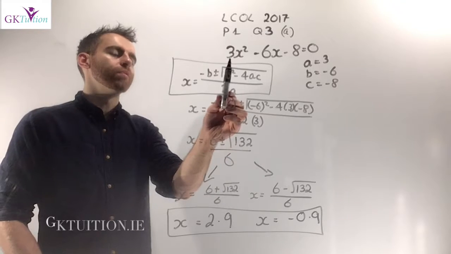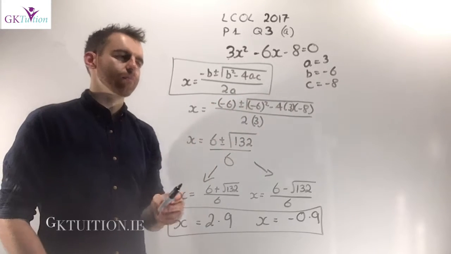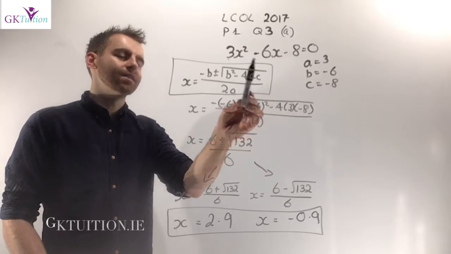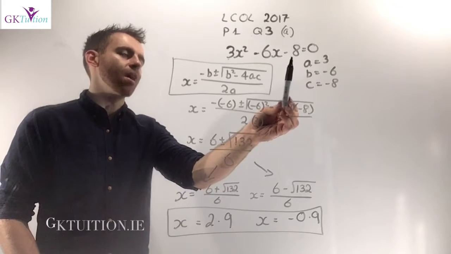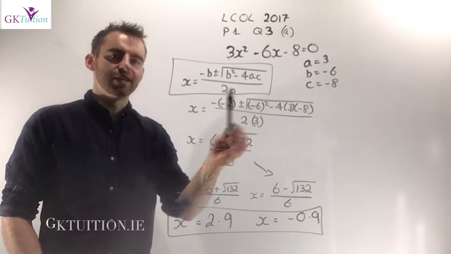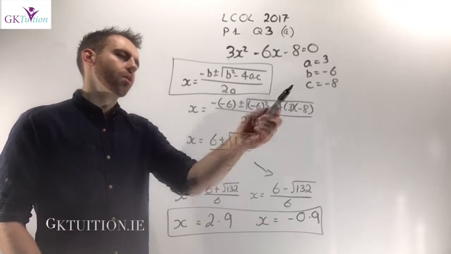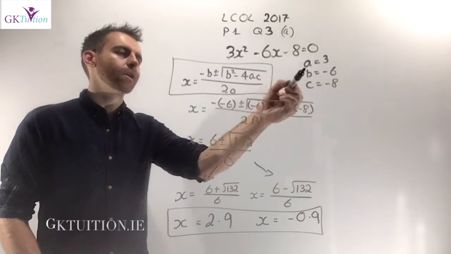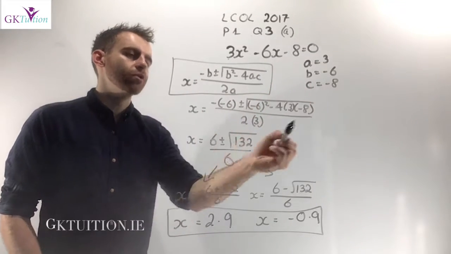where a is the number in front of x squared, in this case 3. b is the number in front of the x, in this case minus 6, and c is the constant on its own at the end, in this case minus 8. So you'll notice the first thing you should always do: write out your formula, write out a, b and c, and then just sub in.